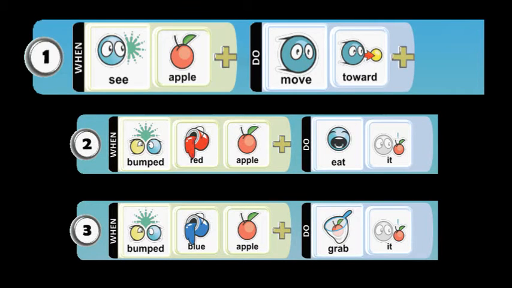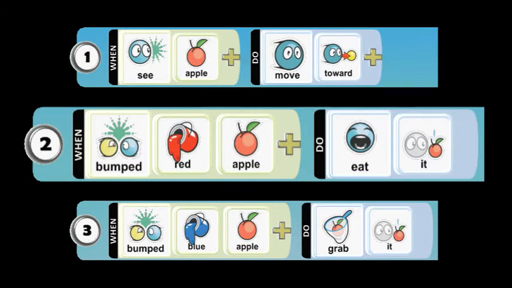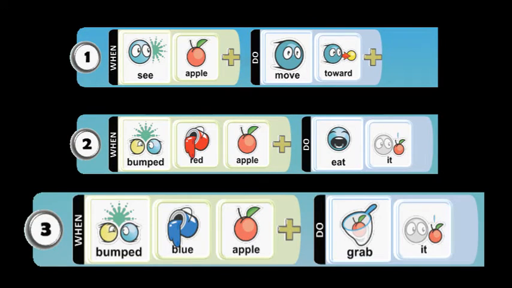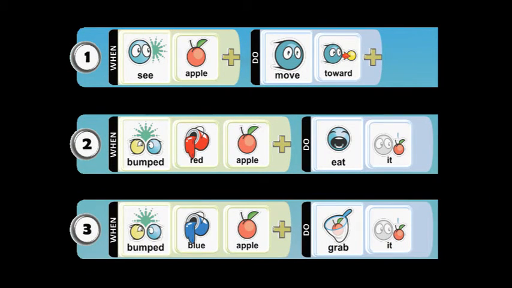This program has one pursue rule, but two consume rules. When the Kodu bumps a red apple, Rule 2 eats it. When it bumps a blue apple, Rule 3 grabs it. It doesn't matter which consume rule comes first. The order in which they run is determined by the apples the Kodu encounters.